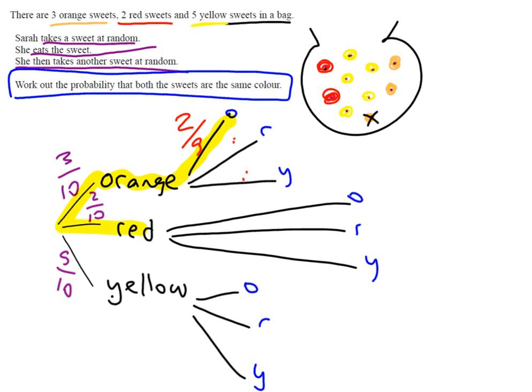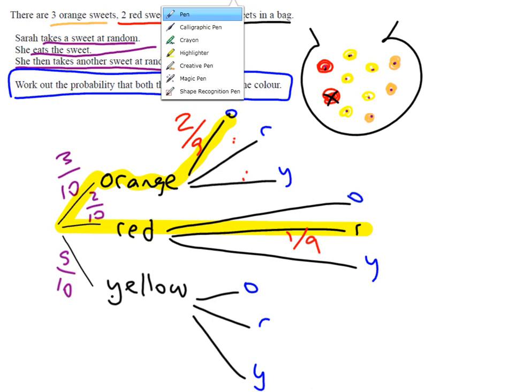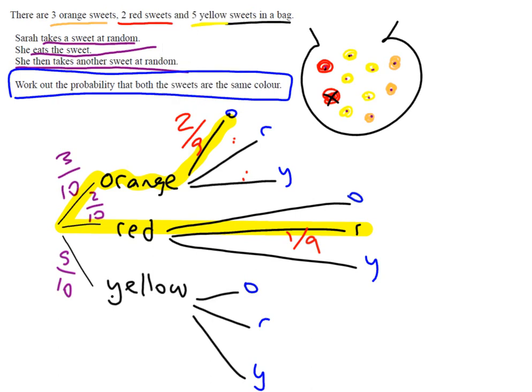Next choice is red, then red. Okay, straight across. So once you've eaten one red, there's still 9 sweets left, and the probability that one of them's red is 1. There's only one left. Next choice is going to be yellow, then yellow. Well, if you eat a yellow, there's 4 yellows left out of 9 sweets.